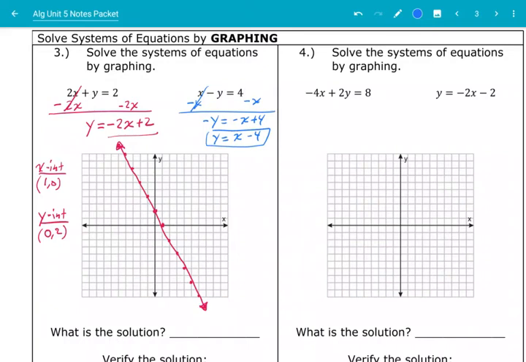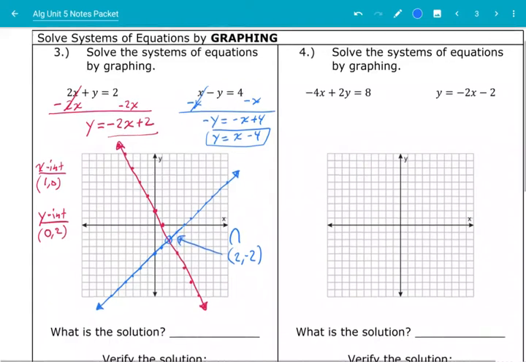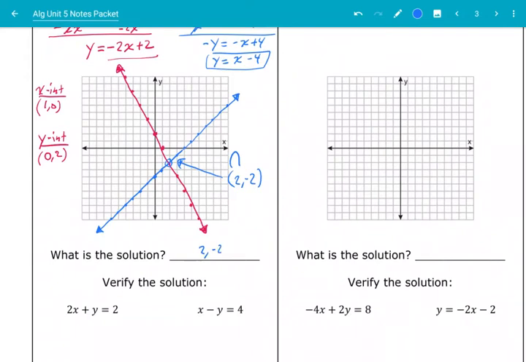So I'm going to start at minus 4 on the y-axis. That's my b value, and my slope is a positive 1. So 1, 1, there's the intersection. Here's all my points. I can draw my line. There we go. And so the intersection is at 2, minus 2. That point right there. So the solution is 2, minus 2.